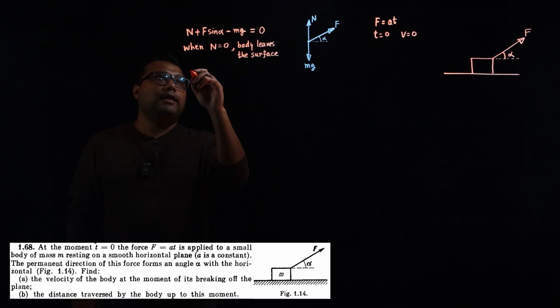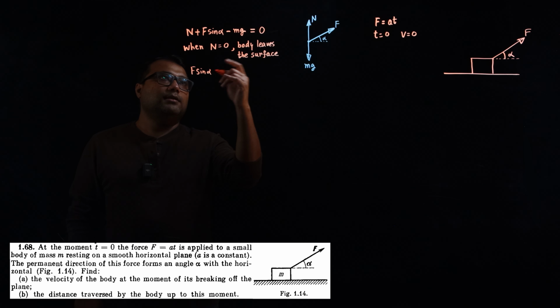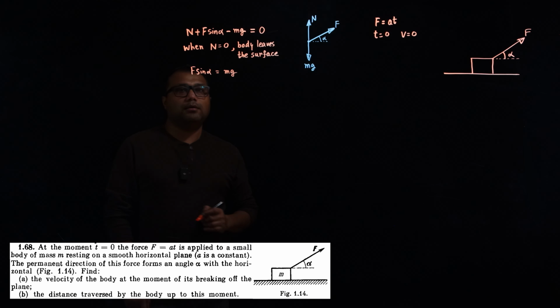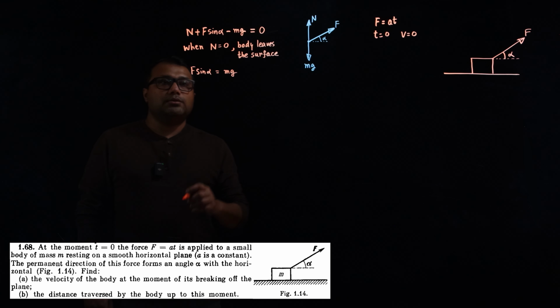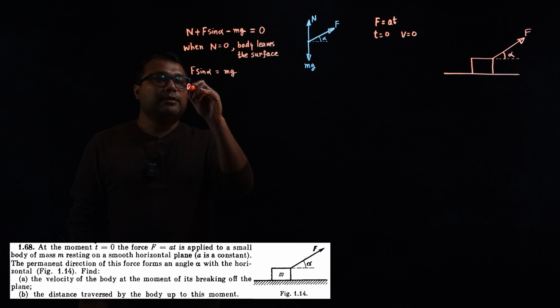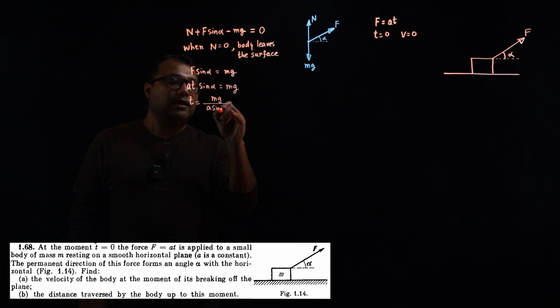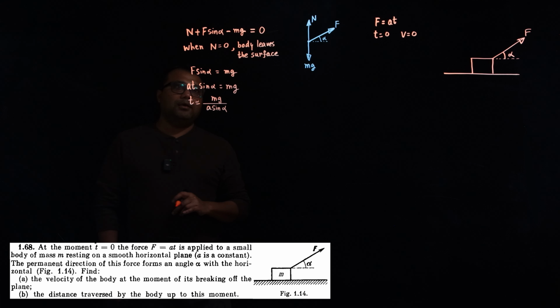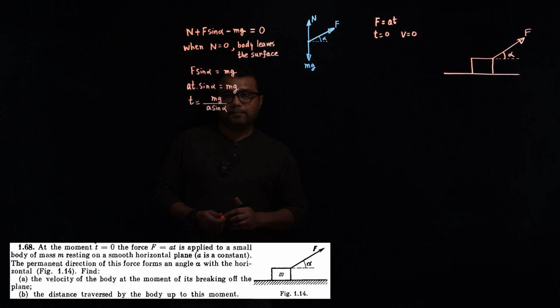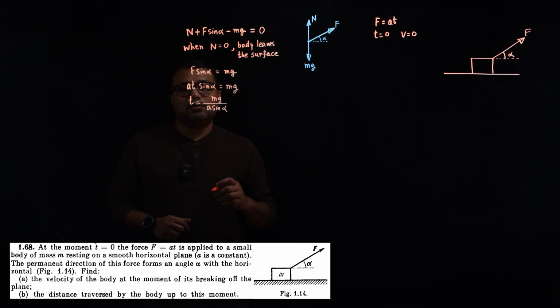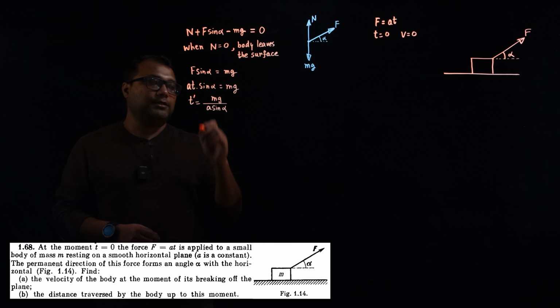So when will N become 0? When F sine alpha minus mg is 0, or this is equal to mg. So I know F, I can substitute as At sine alpha equals mg. So at time mg by A sine alpha, the body leaves the surface. Let's call this t as t dashed.